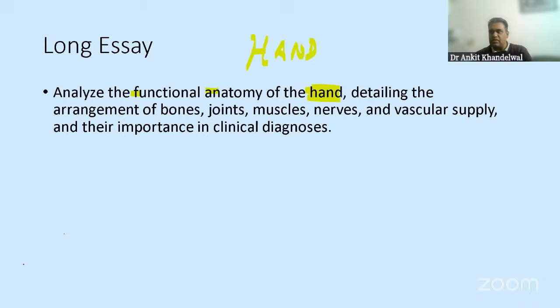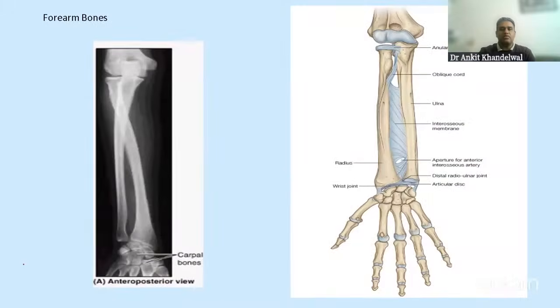Every diagram, at least 5-6 labelings minimum should be there, so that it gives a good context of the theory written that you've written in the answers. So remember that labeling is very important. Okay, let us move on, and let's start with the forearm, basically the flexor of the forearm.